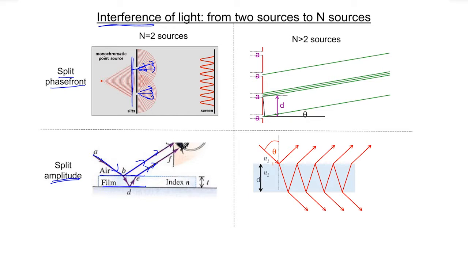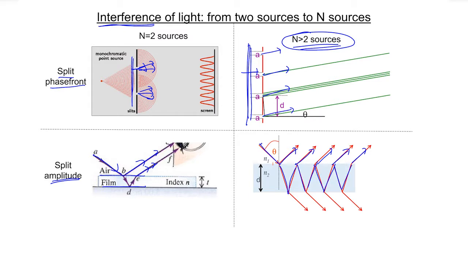In this lecture, we'll discuss the interference between more than two sources of light. In a similar way, we either split the phase of an incident beam or the amplitude of an incident beam. Here on the top, we have interference behind N slits. And here in the bottom, we have interference between N beams that you get from multiple reflections in a film, either in reflection or in transmission, because of course also in transmission you have N beams, N beam interference.